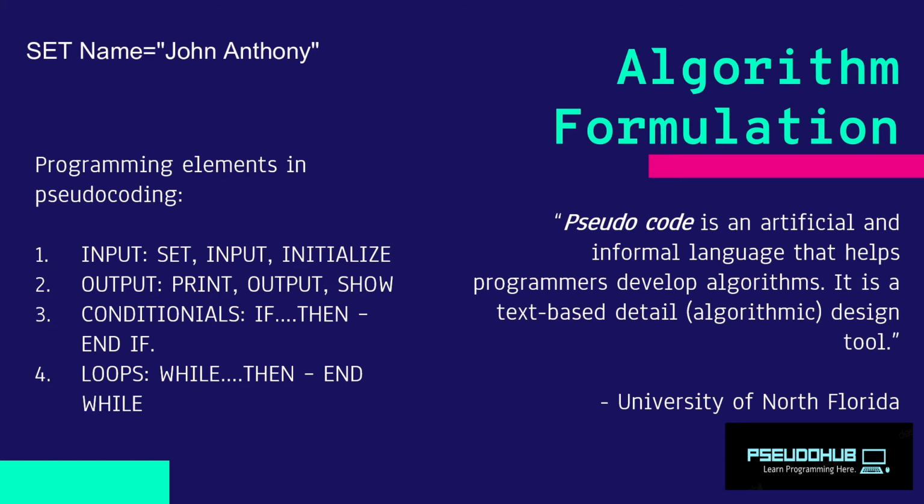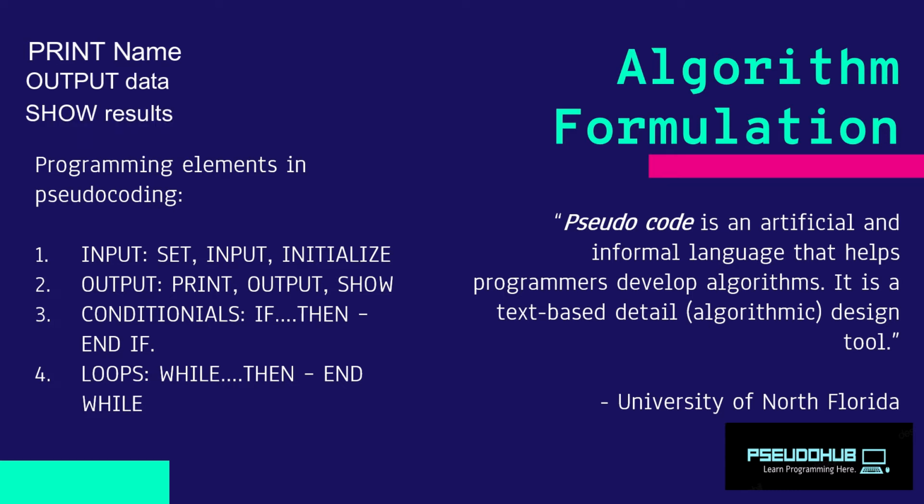So set name equals John Anthony, or input name equals Juan de la Cruz. Initialize x equals 5. And then output, if you're going to display data, for example, print name or something like that, or output data, or show results. And then conditionals.